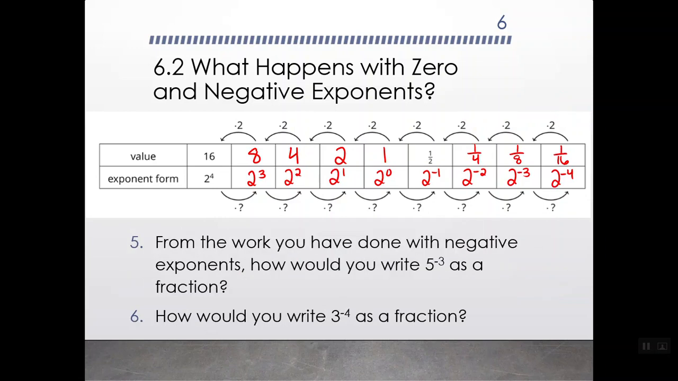From the work we've done with negative exponents, how could we write 5 to the negative third as a fraction? Remember that a negative exponent is the same as saying 1 over that base with the positive exponent, so 1 over 5 to the third, and 5 to the third is 125, so 1 over 125. 3 to the negative fourth, again it's 1 over 3 to the fourth. 3 to the fourth power is 81, so 1 over 81.